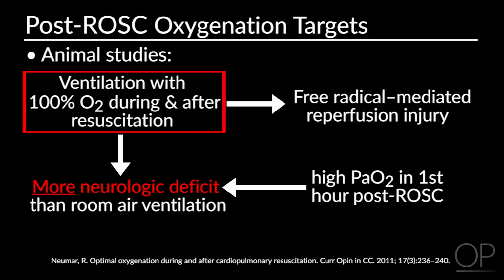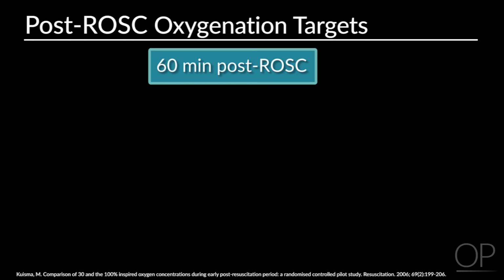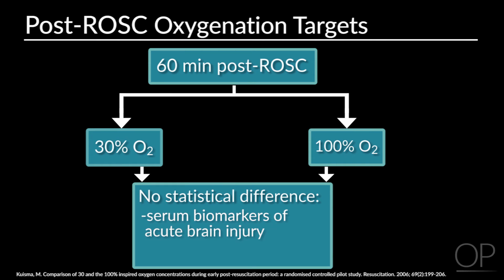What do we have beyond animal data? Well, prior to the last guidelines, all we had was one small randomized controlled trial in adults, the Kuzma study. It ended up basically randomizing patients to receiving either 30% oxygen or 100% oxygen after ROSC had been established for at least the first 60 minutes post-ROSC. And basically their findings were that there was no statistical difference in serum biomarkers of acute brain injury, no difference in survival to hospital discharge, and no difference in neurologic outcome in survivors.